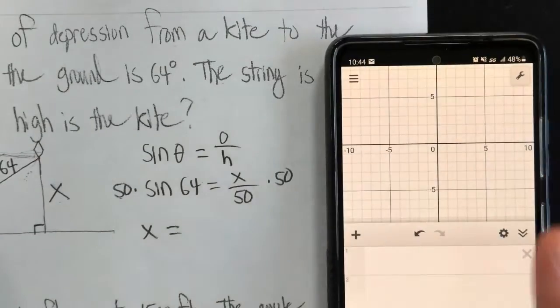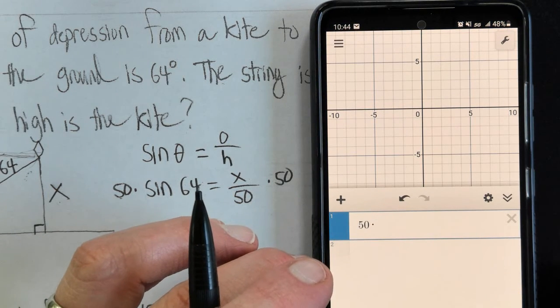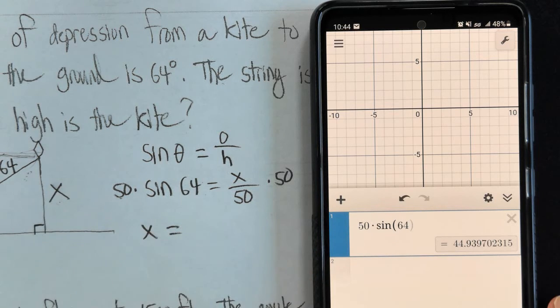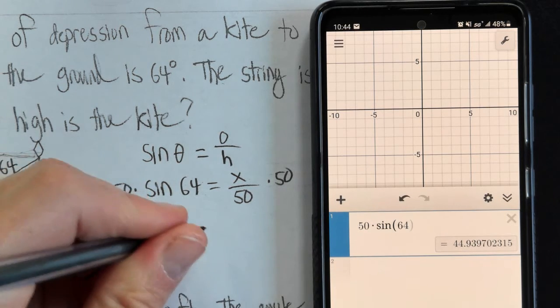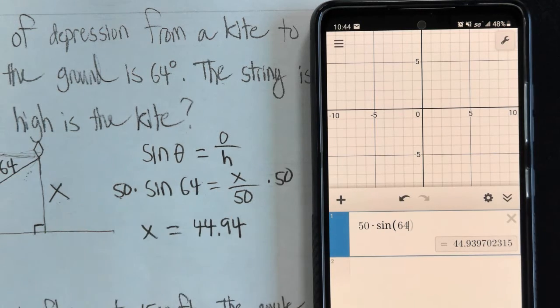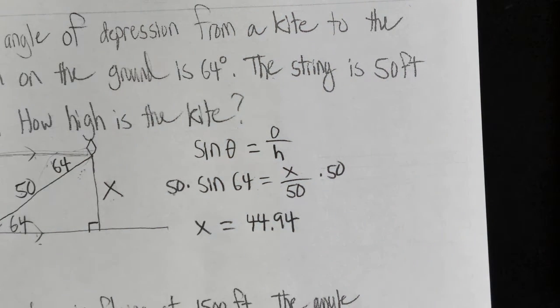What do we need? 50 times the sine of 64, and we're still in degrees, so 44.94 is the right answer. That would be the height of the kite. All right, 44, almost 45 feet in the air.